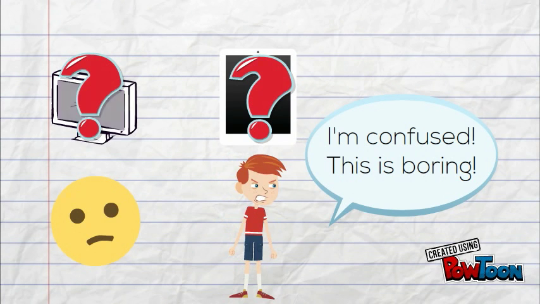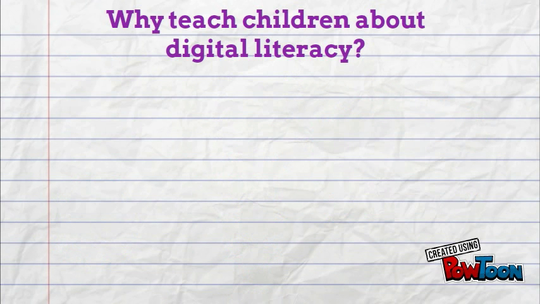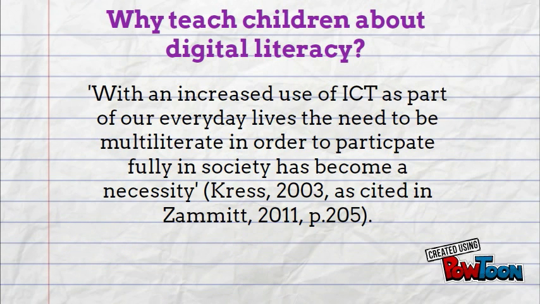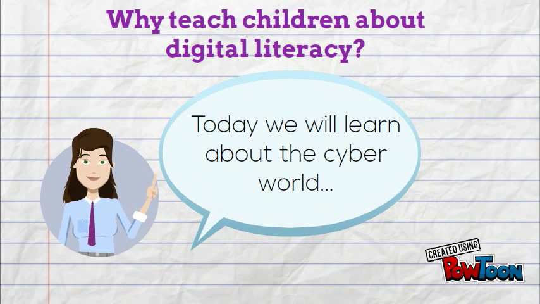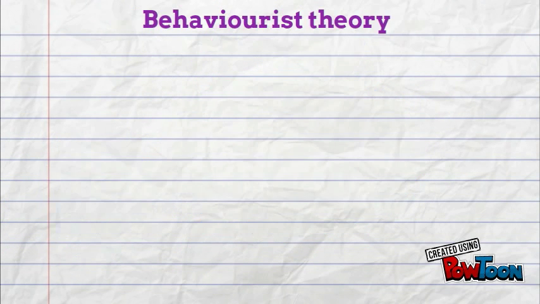Cress explains that with an increased use of ICT as part of our everyday lives, that we need to be multiliterate in order to participate fully in society has become a necessity. So we need to teach future generations how technology works instead of using them to replace pen and paper.